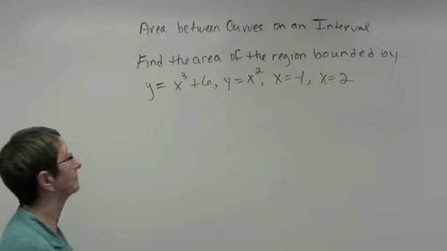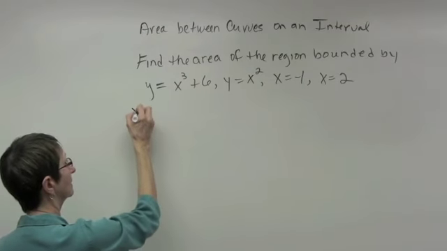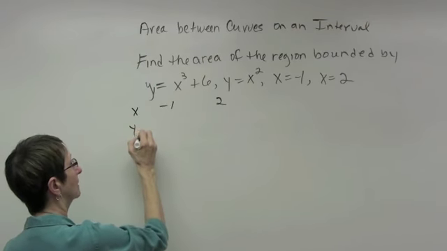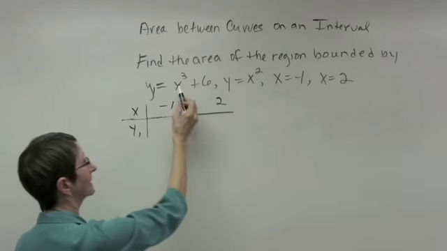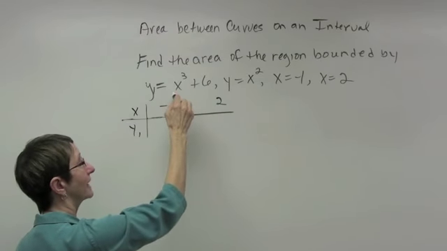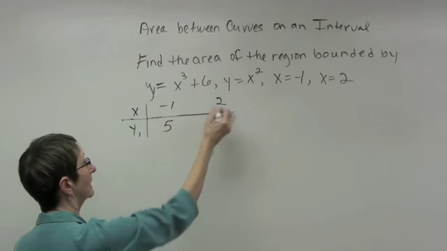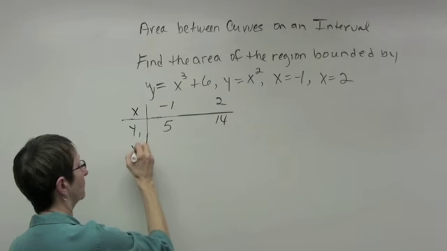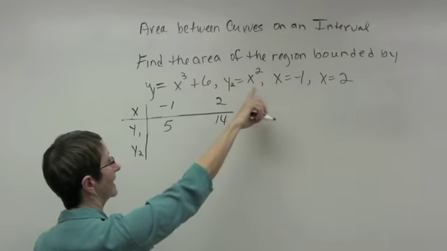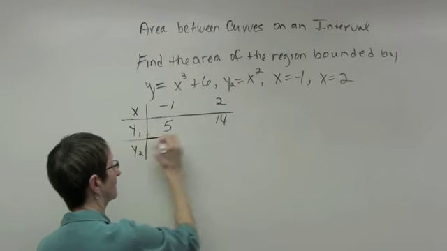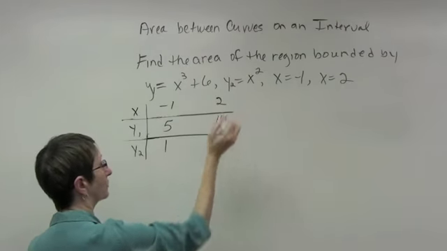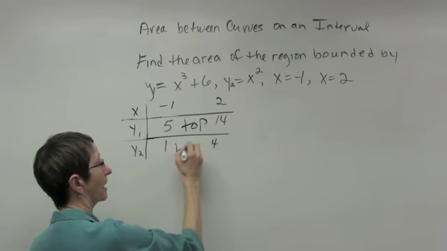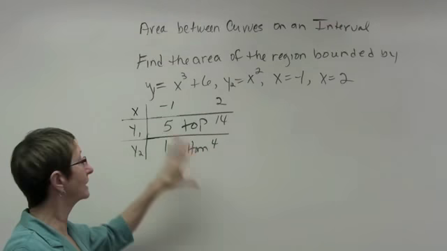So if I just look at data, if I plug in x equal to -1 and x equal to 2, in my first function, I'll call that y1. If I plug in -1, -1 cubed is -1 plus 6 is 5. If I plug in 2, 2 cubed is 8, and 6 is 14. For the function y2, if I plug in -1, I square it, I get 1. If I plug in 2, I square it, I get 4. This y1 function is on top, and this one's on the bottom. So if I graph it, that's what I should see.